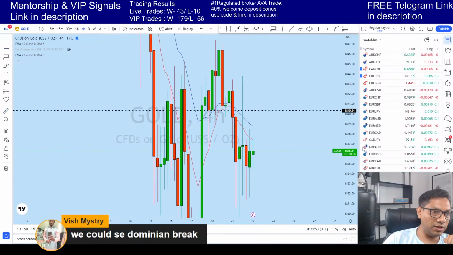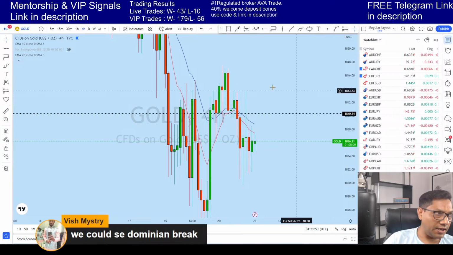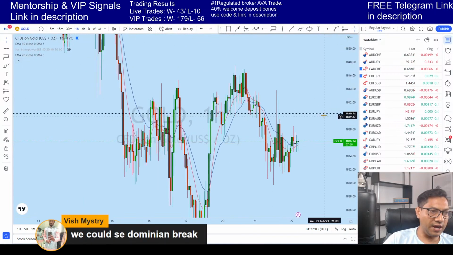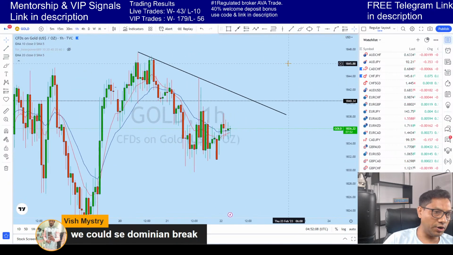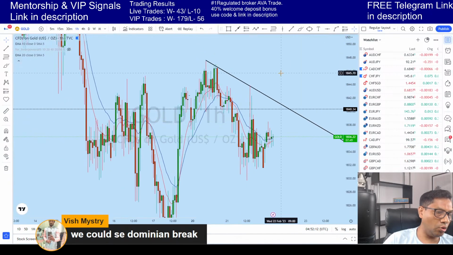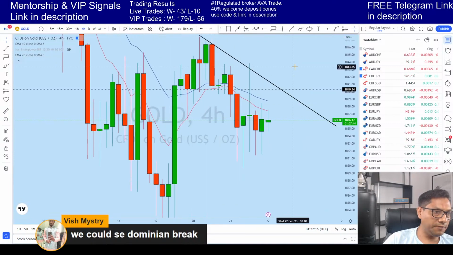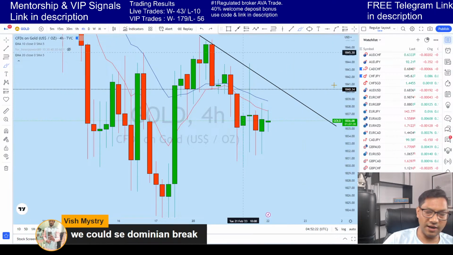Now this is the zone around 1840 up, which could be a zone we can look at for gold to test and then give us a potential selling opportunity. So we found our technical zone where we can expect gold to give us a potential selling opportunity, and once we see gold there, we will consider selling gold from that level.